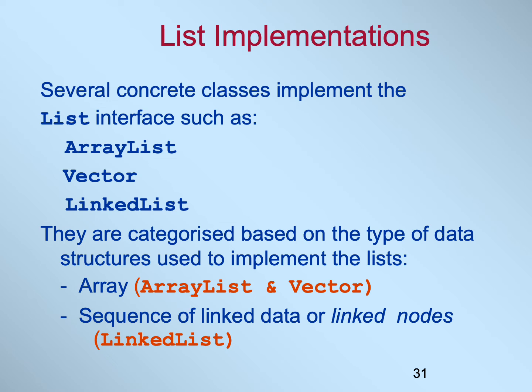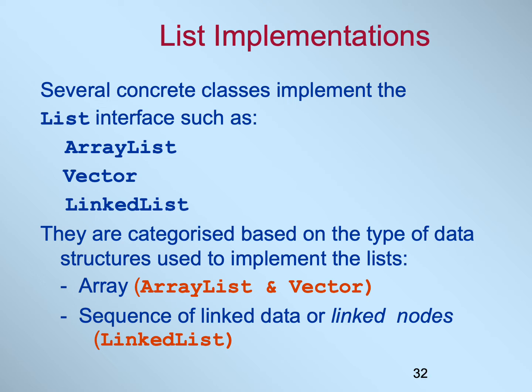Several concrete classes implement the list interface, such as ArrayList, Vector, and LinkedList. They can be categorized based on the type of data structures used to implement the list. So array would be the ArrayList and Vector. Sequence of linked data or linked nodes would be LinkedList.